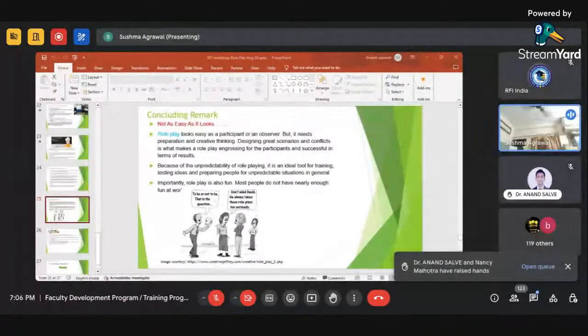Designing great scenarios and conflicts makes the role play successful for the participants in terms of outcomes or results. As there is unpredictability in role playing, it is an ideal tool for training, testing ideas, and preparing students or people for unpredictable situations in general. This we have already discussed.